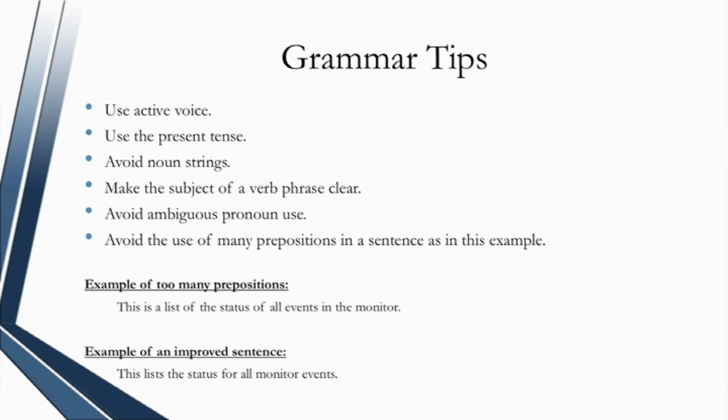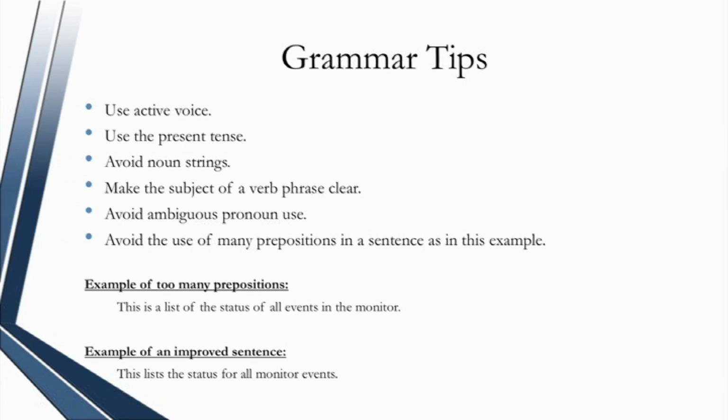Grammar tips. To make for a more accurate translation and international audience understanding, use these grammar tips. 1. Use active voice. 2. Use the present tense. 3. Avoid noun strings. 4. Make the subject of a verb phrase clear. 5. Avoid ambiguous pronoun use.